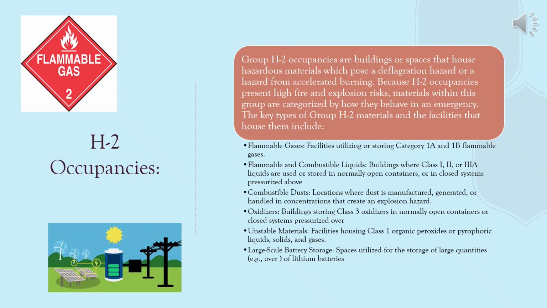H2 occupancies are buildings or spaces that house hazardous materials which pose a deflagration hazard or a hazard for accelerated burning. Because H2 occupancies present high fire and explosive risk, materials within the groups are categorized by how they behave in an emergency. The key types of H2 materials and the facilities that house them would include facilities utilizing or storing Category 1A and 1B flammable gases, Class 1 organic peroxides, Class 3 oxidizers, large-scale battery storage operations, and more.